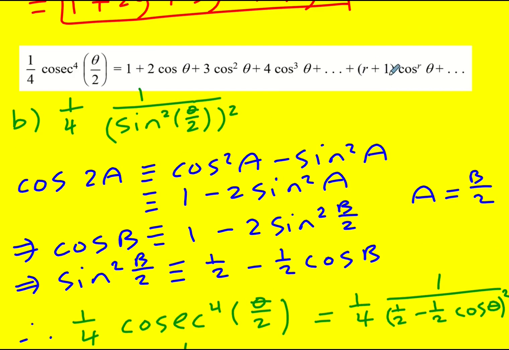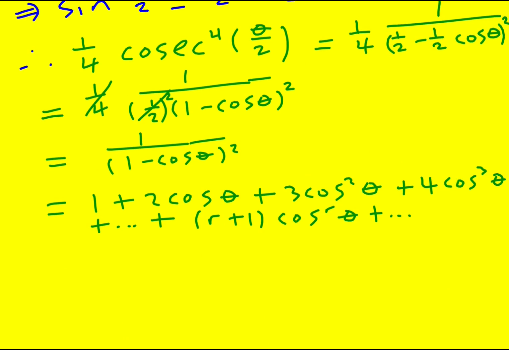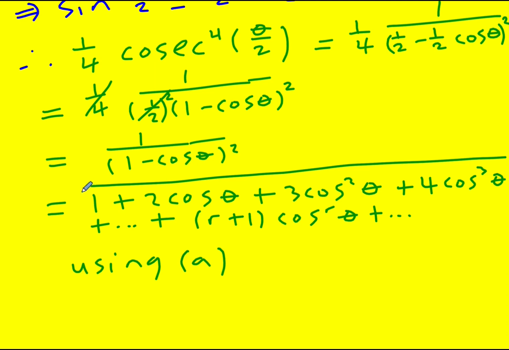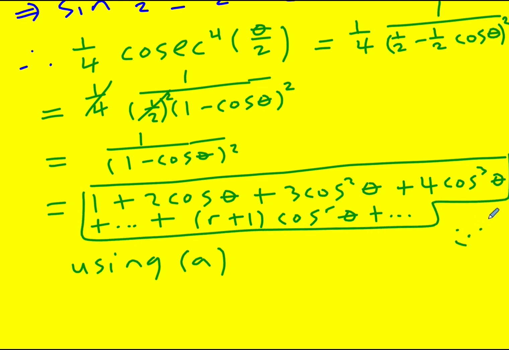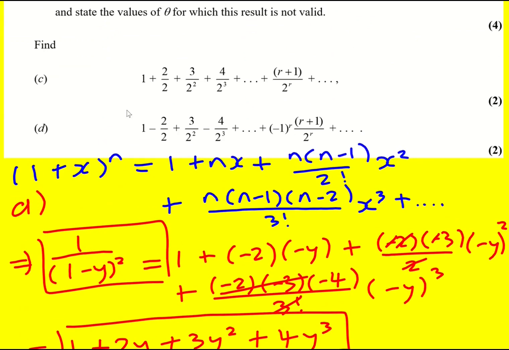And I'm just going to write down exactly what they've written down here. So this bit is always 1 more than the power. I'm just going to say using A. The key bit is getting to here. Okay, nice job. All right, 2 more parts to go.